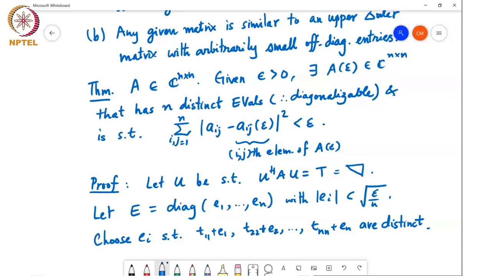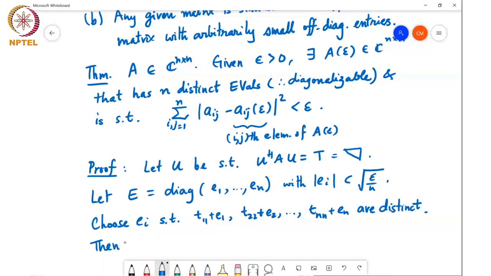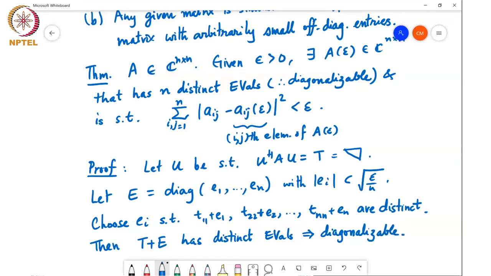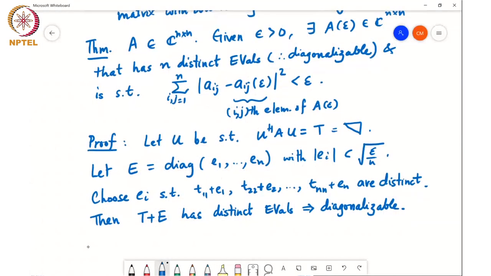Of course you can, because there are infinitely many numbers between 0 and square root of epsilon over n. You just have to pick some numbers, and you also can choose the phase angles of these numbers to make them all distinct. So it's really very easy to choose n numbers such that T11 plus E1 up to TNN plus EN are all distinct numbers. Then the matrix T plus E has distinct eigenvalues, which means that it is diagonalizable. We've already seen before that a matrix that has distinct eigenvalues is always diagonalizable.